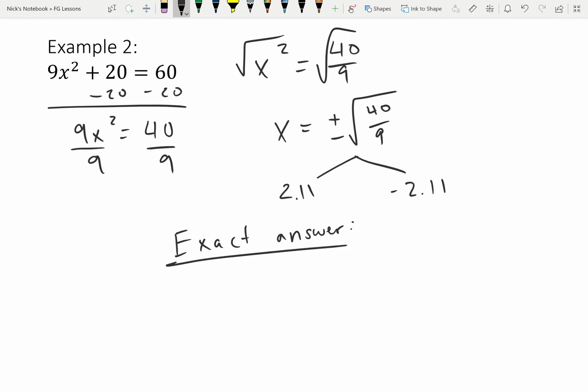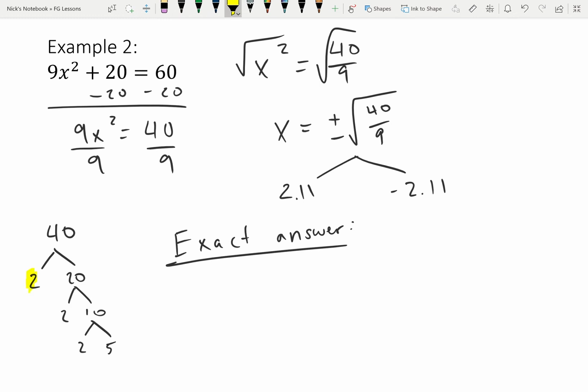Exact answer. Well, this one's a little bit more thinking involved. Let's say, can we take the square root of 40? Yes, but we have to factor it first. So let's factor it into 2 and 20. Let's factor this 20 into 2 and 10, and then this 10 into 2 and 5. And that's all we can do there.